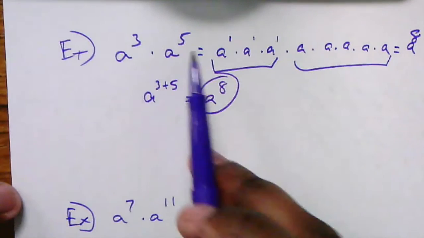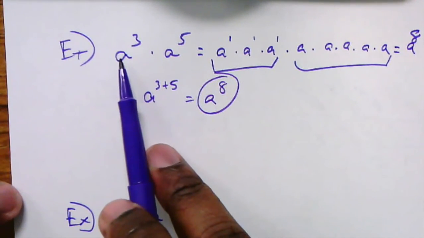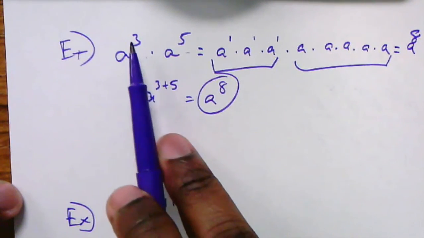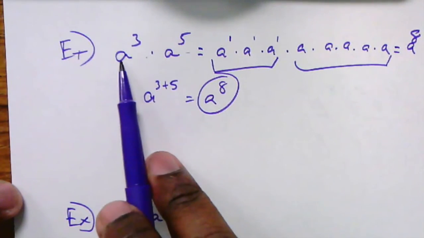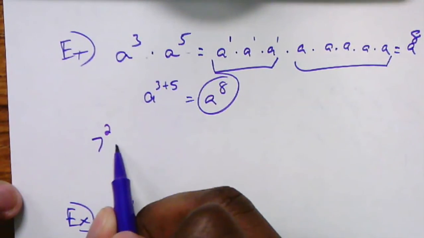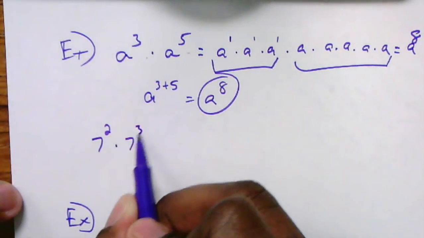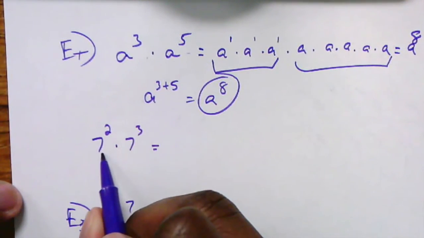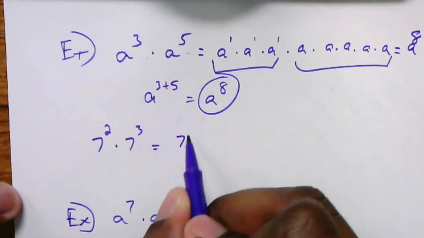So we multiply numbers with the same base. Our base is the number being raised to the power. When we multiply numbers with the same base, you add the exponents. Again, they have to have the same base. For example, if I gave you 7 to the 2nd times 7 to the 3rd, then both bases are 7. So our answer is 7 to the 5th.